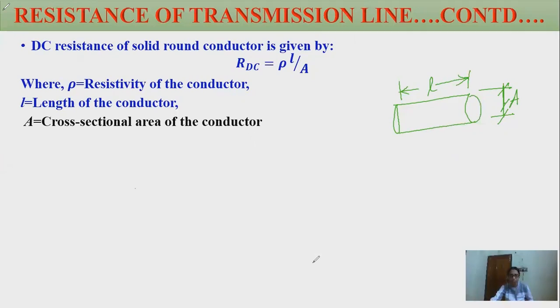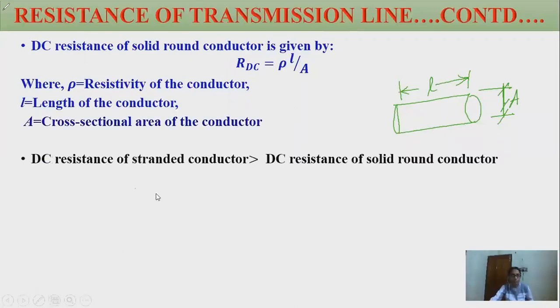Next, if we consider the stranded conductor, what is happening here? Due to the spiraling, the length of the conductor itself will be increased. That means L will be increased and thereby the resistance of the DC conductor will be increased. So in this case, for the spiraling operation, the DC resistance of the stranded conductor will be greater compared to the value obtained by this expression.